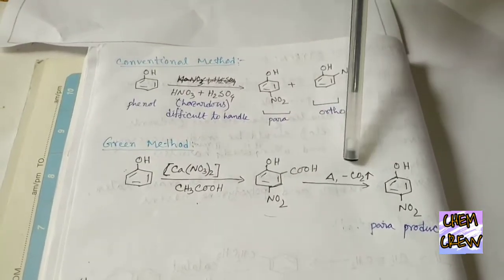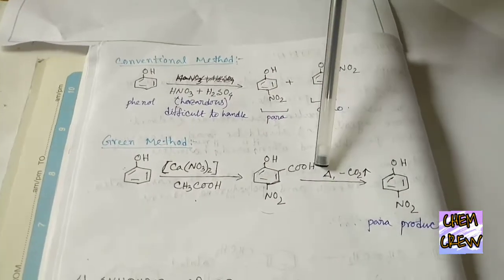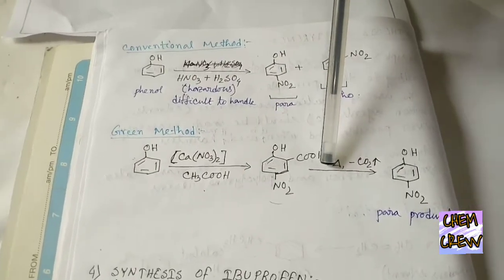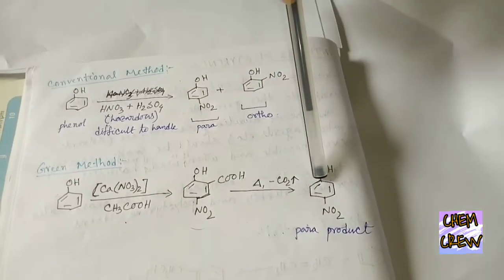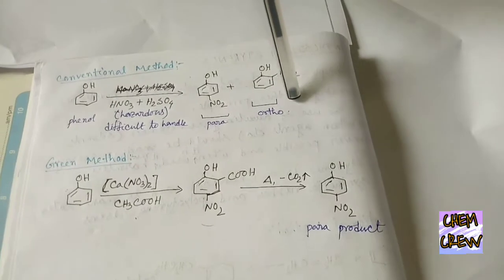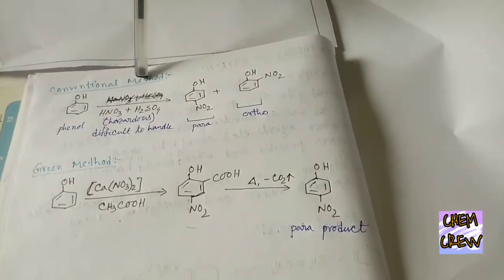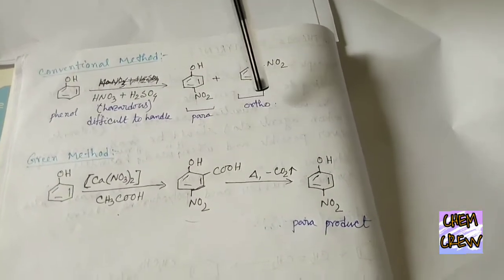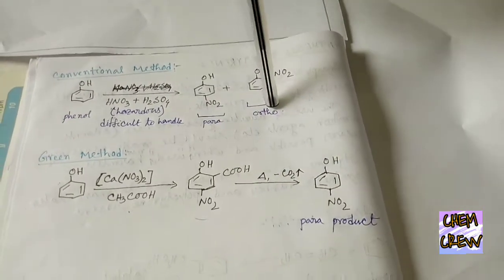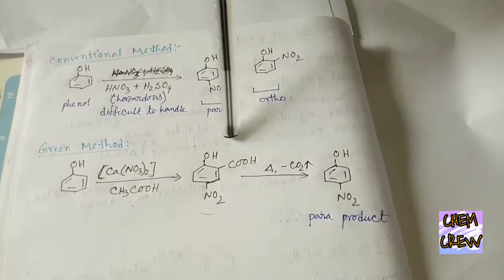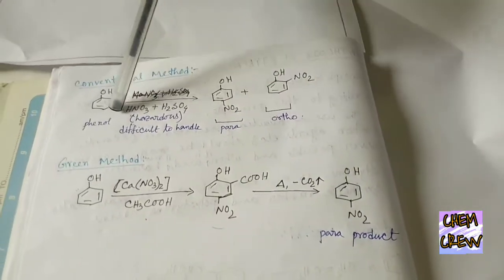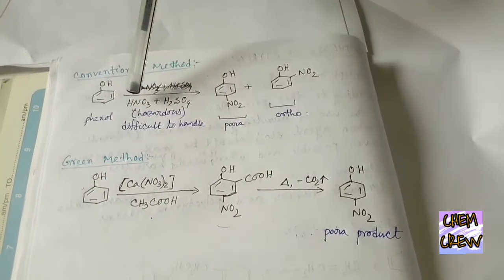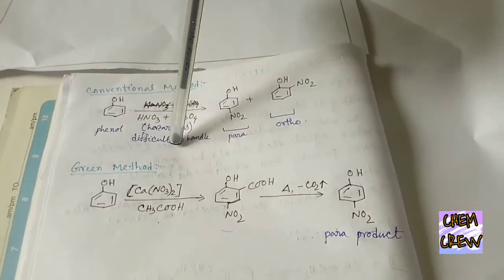Then if we heat this product, a decarboxylation reaction happens, and we get only the para product. Now we see that in the conventional method we get two products, the para product and the ortho product. These two products are difficult to separate, and here we use nitric acid and sulfuric acid. These two are very hazardous and difficult to handle.